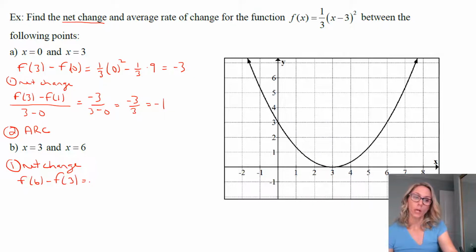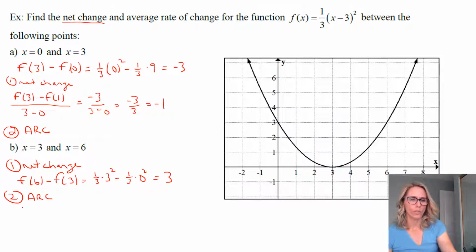Work smarter, not harder, by understanding we already have f of 3, it is 0, so we only need to do f of 6, which is this, by plugging that into our function, minus, and again, we already did the 3, which gave us 0. And so that's going to give us a positive 3. And then in order to find the average rate of change, we just need to do our f of 6 minus f of 3 over 6 minus 3. So just following that formula there, we get 3 divided by 3, and that's going to be 1.